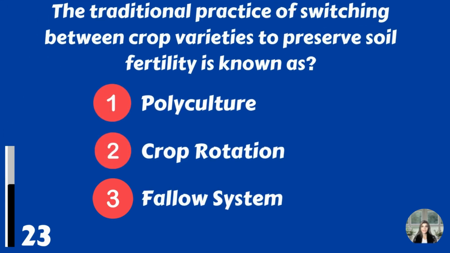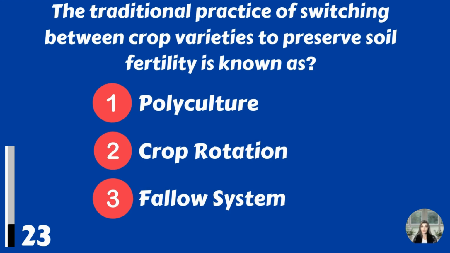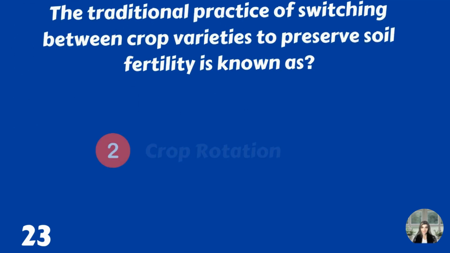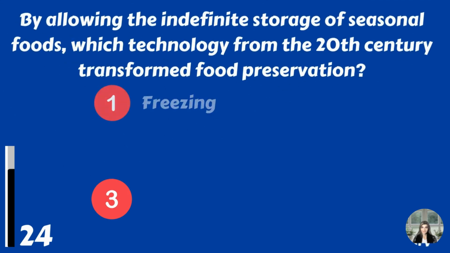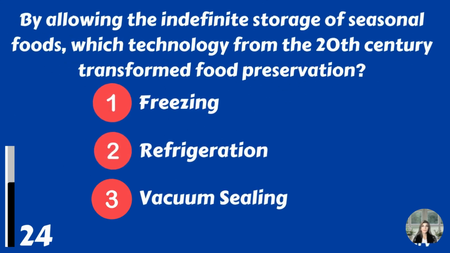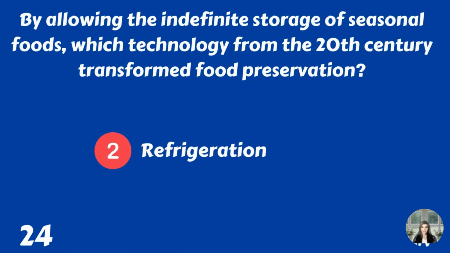The traditional practice of switching between crop varieties to preserve soil fertility is known as polyculture, crop rotation, or fallow system? Crop rotation. By allowing the indefinite storage of seasonal foods, which technology from the 20th century transformed food preservation? Freezing, refrigeration, or vacuum sealing? Refrigeration.